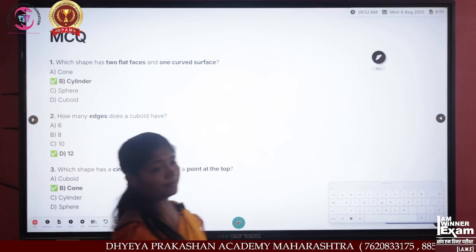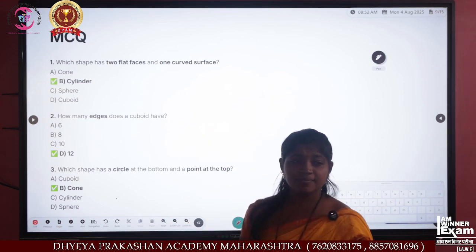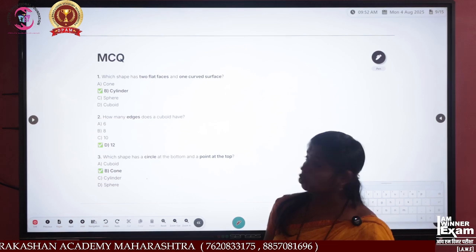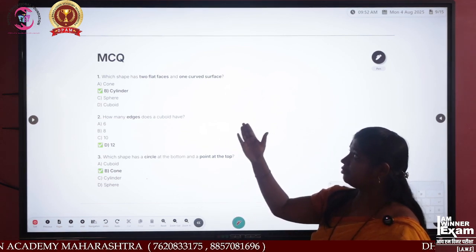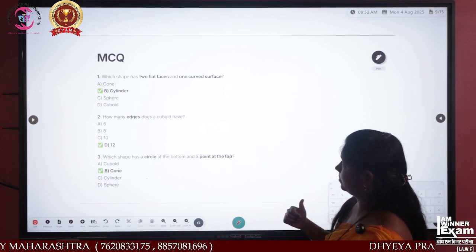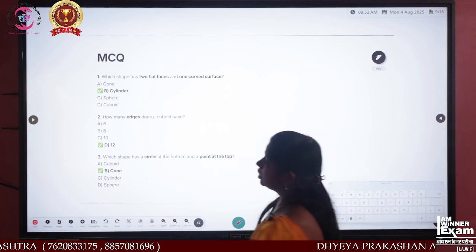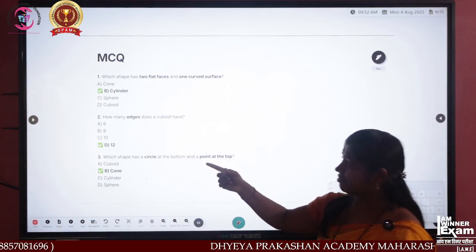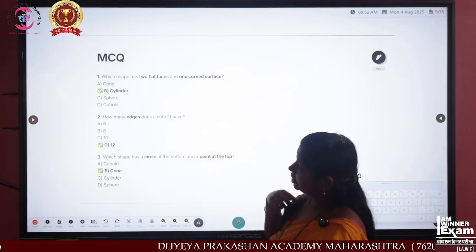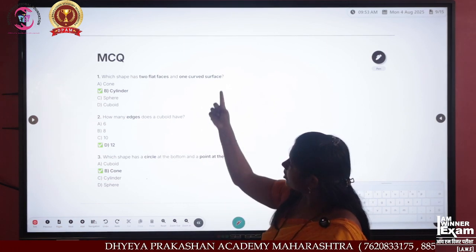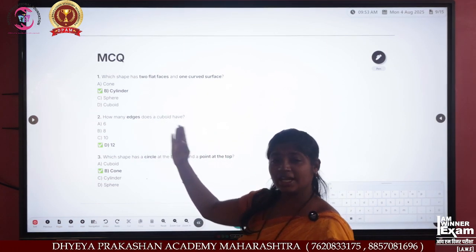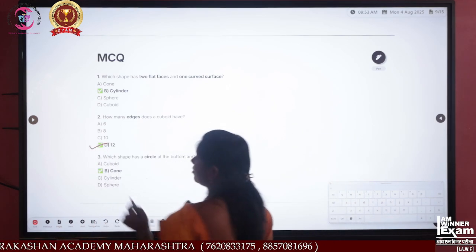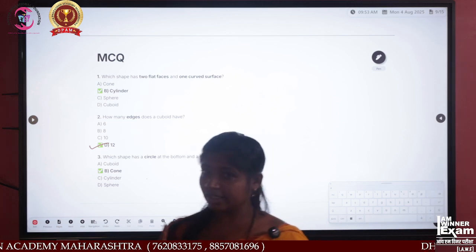Now the MCQs. The first question is, which shape has 2 flat faces and 1 curved surface? Cone, cylinder, sphere, cuboid. Yes, 2 flat surfaces and 1 curved surface is the cylinder. Next, how many edges does a cuboid have? 12 edges. A cuboid has 12 edges and 8 corners.